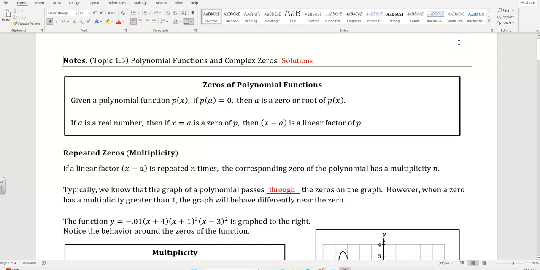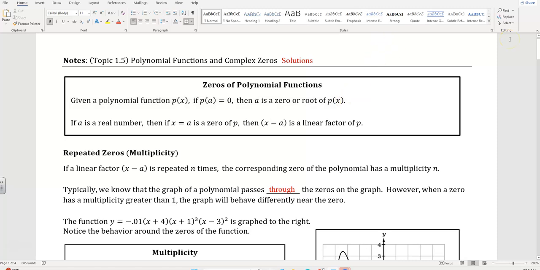So we are going to talk about polynomial functions and their zeros today. Zeros, typically we think of as your x-intercepts. And it is true that our real zeros are x-intercepts. But the definition for a zero is going to be: given a polynomial function p of x, if p of a equals 0, then a is a 0 or root of p of x.